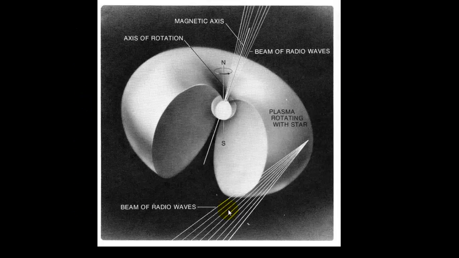The pulsar is here. It spins on this axis, but the radio beams are emitted on this axis. So as it spins round, the radio beam spins round a bit like a lighthouse.